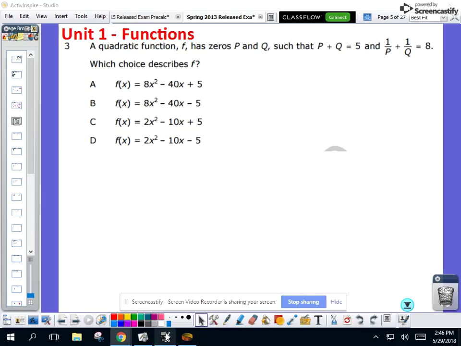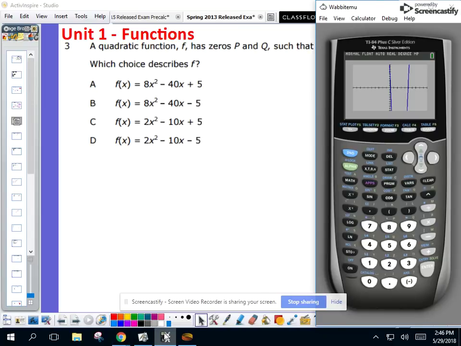So what we want to do is jump to our calculators. What I did is I went ahead and just put the function for letter choice A into my y equals on my calculator, and I graphed it. I'm going to find the zeros this way by hitting second trace 0 and finding what those zeros might be. So I hit enter, enter, and one more time. So that 0 is a nasty decimal.